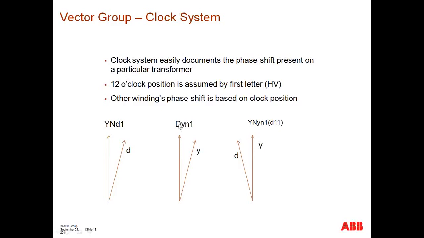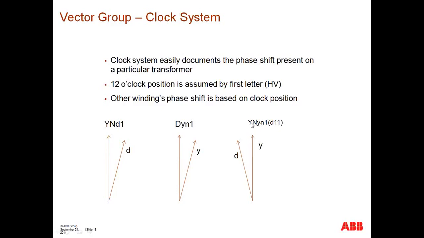In this particular case, we have another one, where we have a DYN1 transformer. So the D in capital letters is our 12 o'clock position. And then our low voltage winding is a YN1, and then again we have our Y with this particular position, which is the 1 o'clock position, meaning that the low voltage winding is lagging the high voltage winding by 30 degrees.